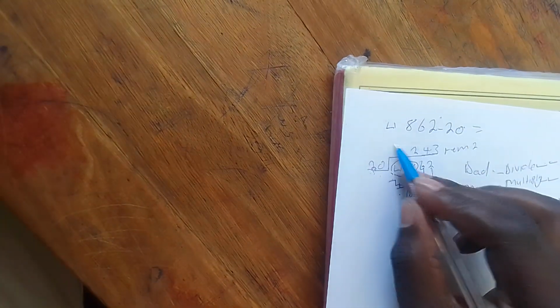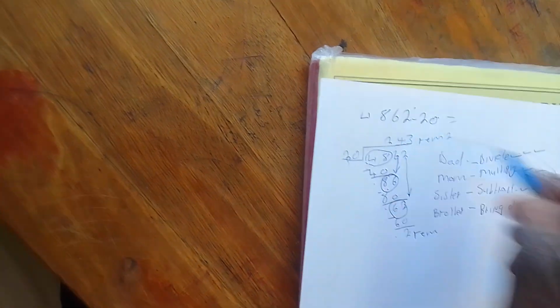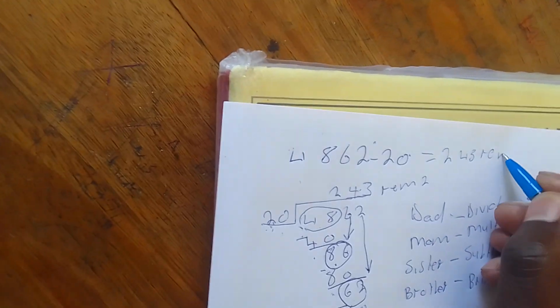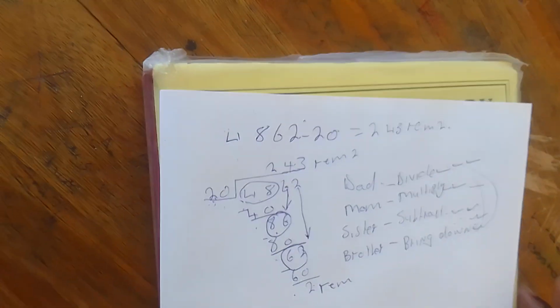So 4,862 divided by 20 is 243, remainder 2.